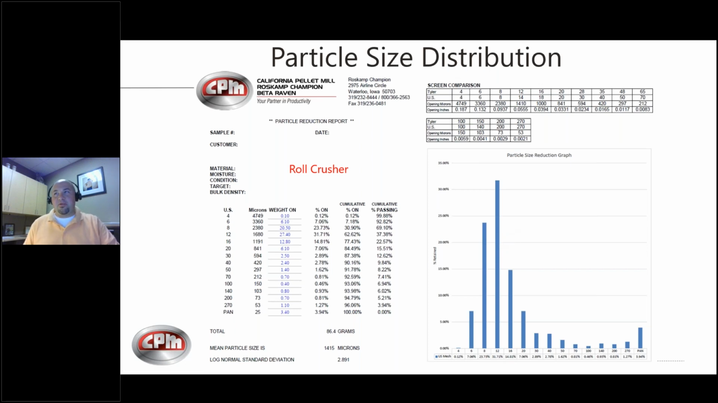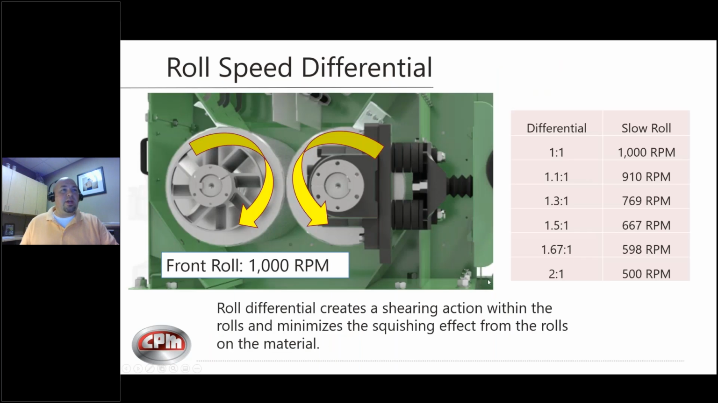So if that's something you're really after, roller crushers tend to be a little better machine there. We can control our grind size a lot better. The reason we can do that is because of the roll speed differentials that we use in those machines. Those rolls are not actually spinning at the same speed. There's always going to be the exception to the rule, but for the most part, we're going to put a roll speed differential on that machine, so the front roll and the back roll are spinning at different speeds.